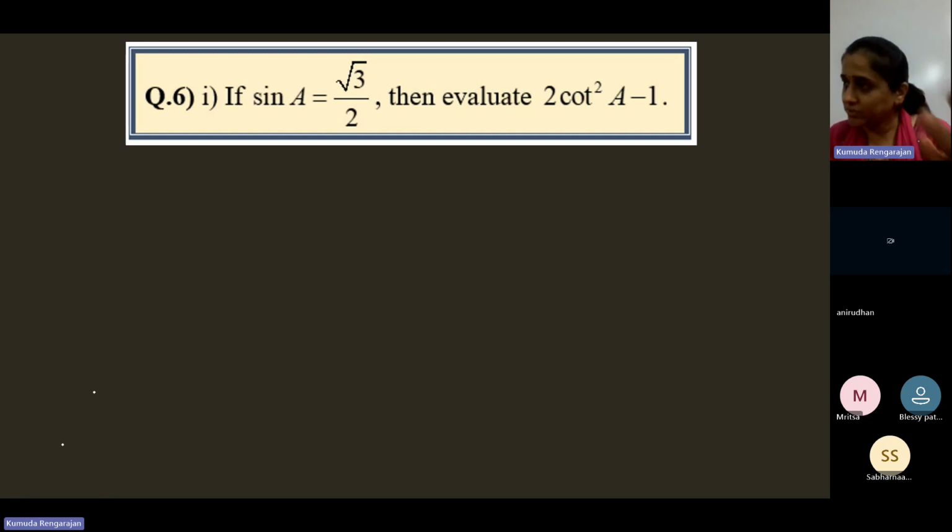Sine connects opposite and hypotenuse. Cos connects... No, we are all one. Okay, there's nobody like a teacher and a student here. Even I'm a student. See, she found a mistake in my working. So all of us are the same. Yeah. So what I'm saying is, you should know.